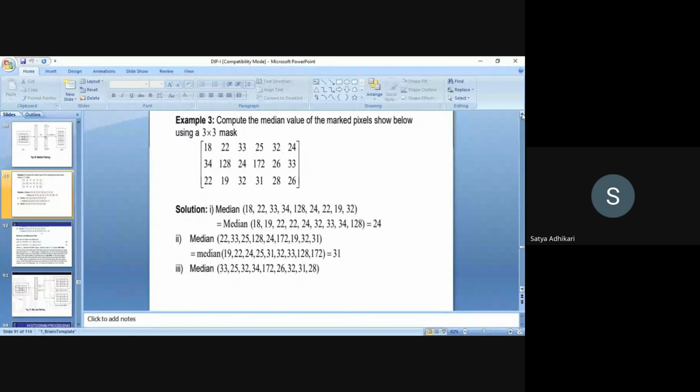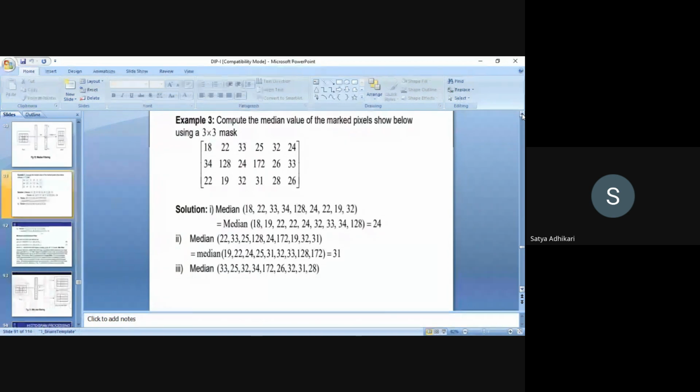The other values are 18, 19, 33, 34, 128, 24, 22, 19 and 32. Sorted first, the median of these values is 24. Then we shift the mask to our right. Initially the center was 128. If we shift the mask to the right, 24 will be the new hotspot, and the median of 22, 33, 25, 128, 24, 172 and the rest, after sorting, will be 31. So 24 will be replaced by 31. 128 was replaced by 24 in the previous case.